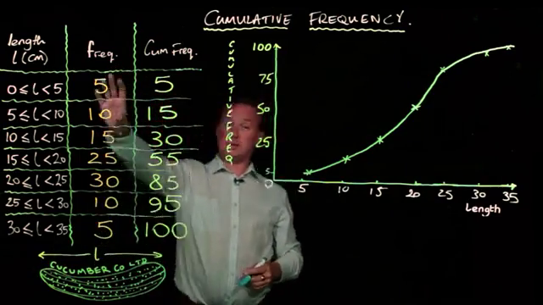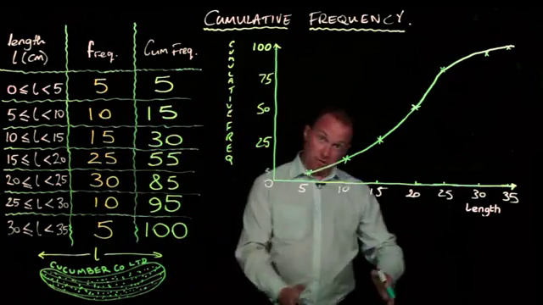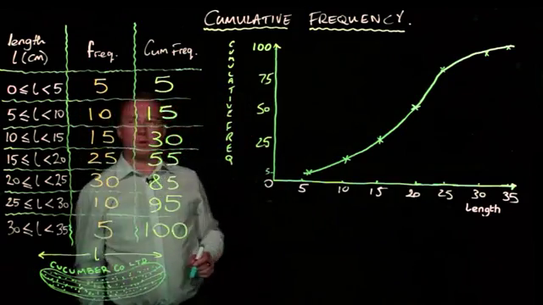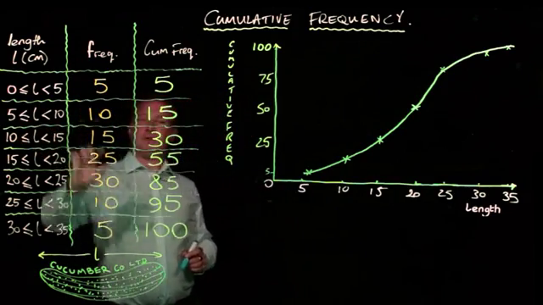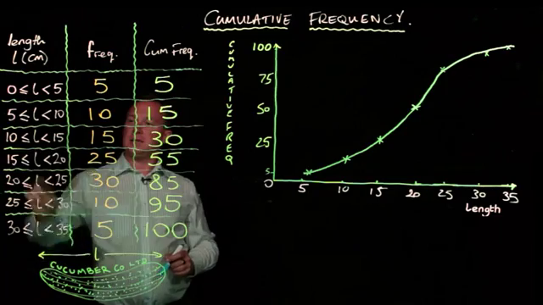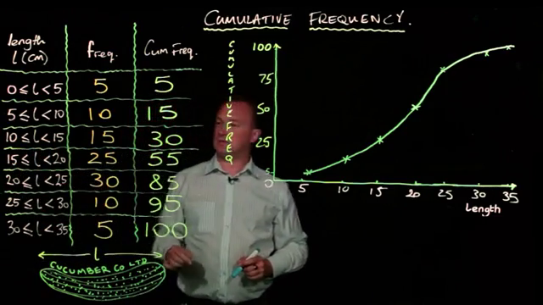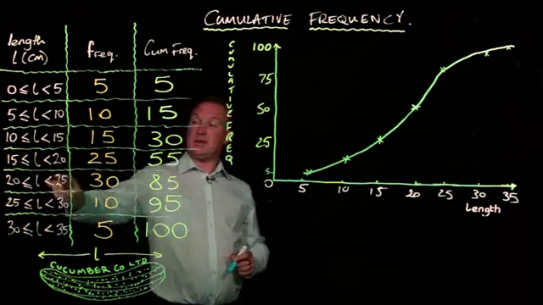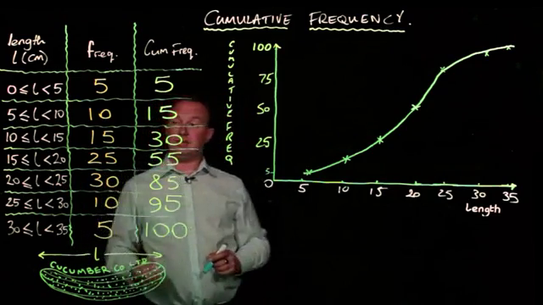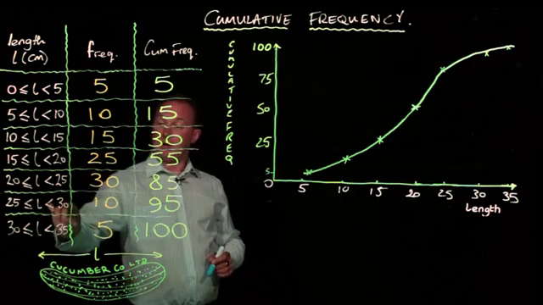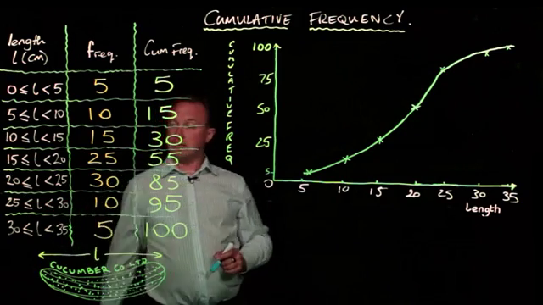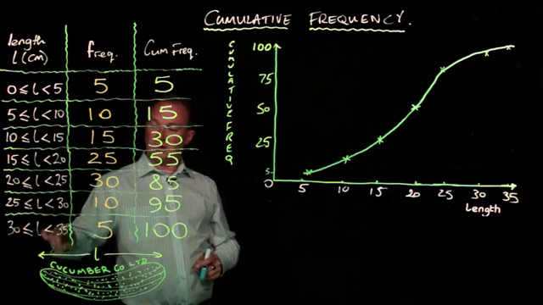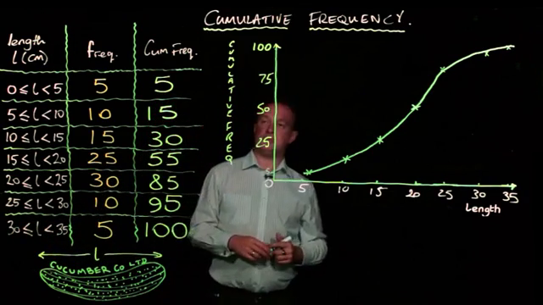And the small ones went in the first box along here, and as the boxes went along, the cucumbers got bigger. And we found that we had 5 teeny tiny ones, and then between 5 and 10 centimetres there was 10, between 10 and 15 centimetres there was 15, between 15 and 20 there was 25, between 20 and 25 centimetres there was 30, between 25 and 30 centimetres there was 10, and the real big ones, there was only 5 of those, and we said they were between 30 and 35 centimetres long.